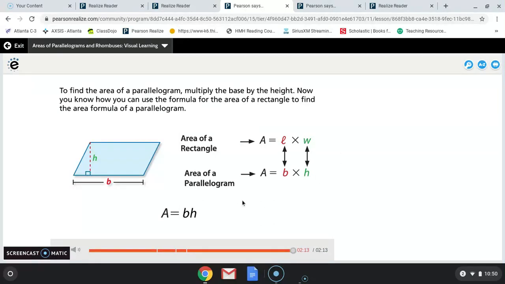Both of those are going to be finding an area, but you will have to decipher whether it is a rectangle that you're finding the area of or a parallelogram, basically looking for base and height or length and width. Okay, keep that in mind as we move forward. Also remember that anytime two letters are written next to each other, we know that we're going to multiply.